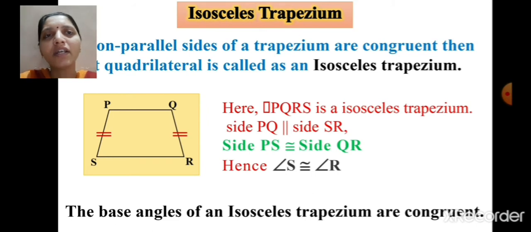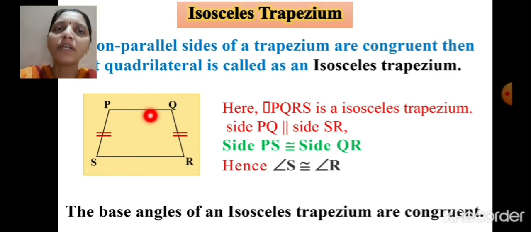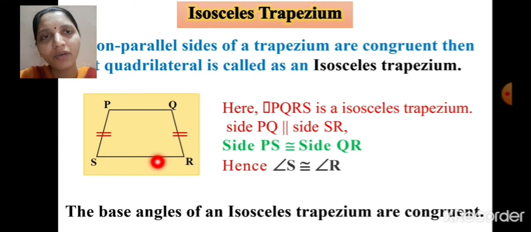Therefore, here in this trapezium, side PS and side QR, these are the non-parallel sides of this trapezium. So these two sides will be congruent. So here PQ is parallel to SR and side PS is congruent to side QR. Therefore, we can say that the base angles, that is angle S, is congruent to angle R. So in isosceles trapezium, the base angles are congruent.